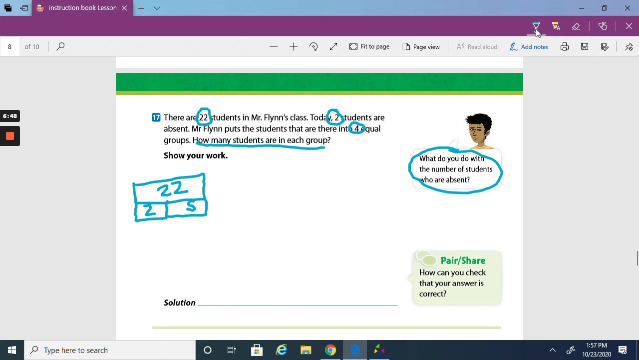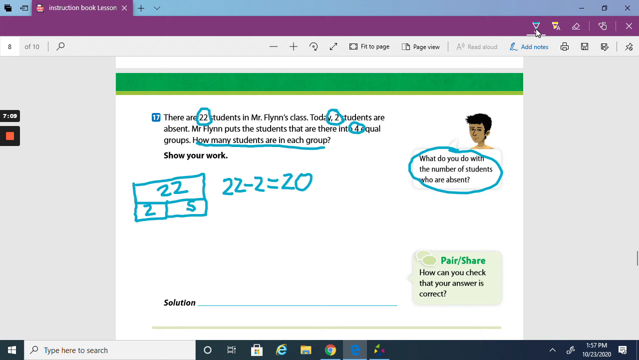So if I have 22 total and 2 that are absent, that means I need to get rid of the 2 that are absent. So I would do 22 minus 2, and that would give me a total of 20 students.